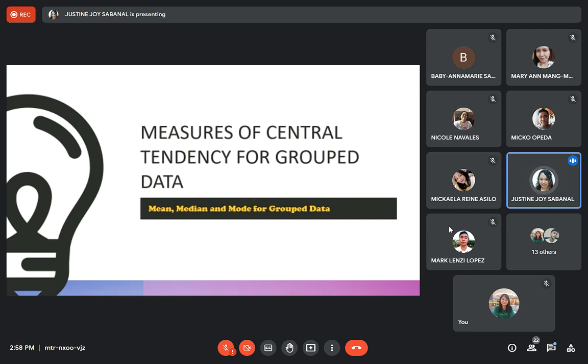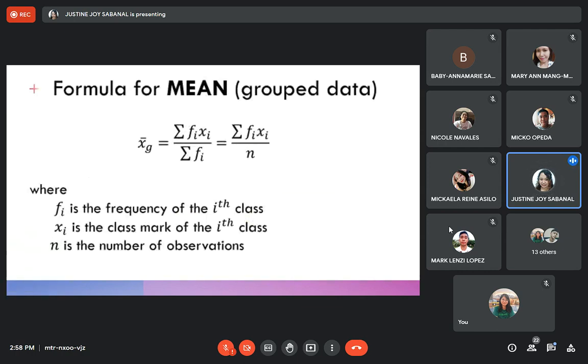So, for the mean po, ang atin pong computation or formula is x bar sub g is equivalent to the sum of f sub i x sub i divided by the sum of f sub i. That is also equivalent to the sum of the frequency and the class mark divided by n.